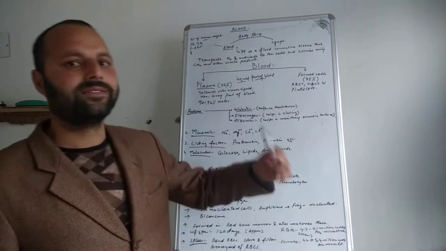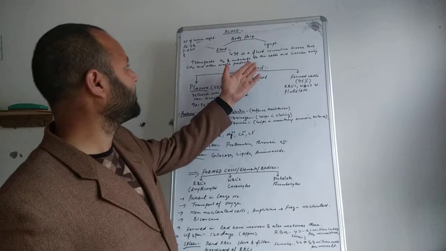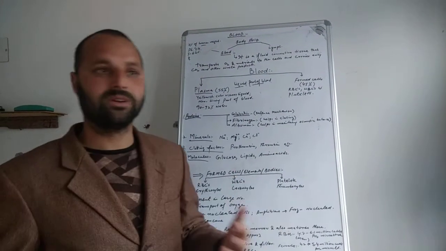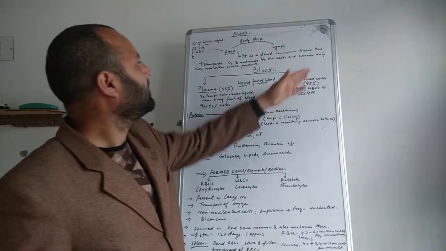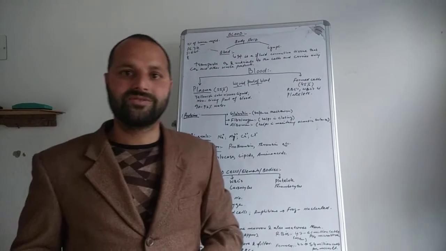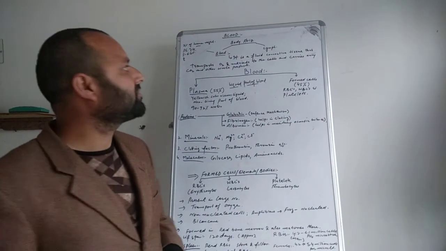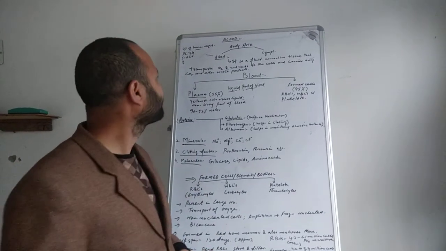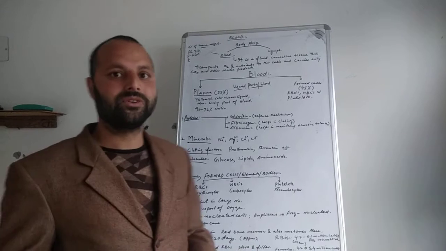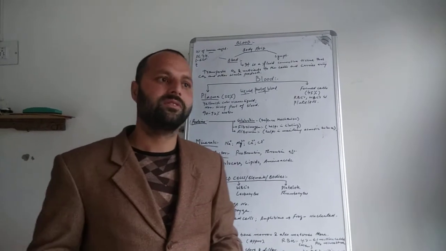As I have already told you, today's topic is blood. We will see what blood is. It is a fluid connective tissue that transports oxygen and nutrients to the cells and carries carbon dioxide away. And also it carries out the waste products.